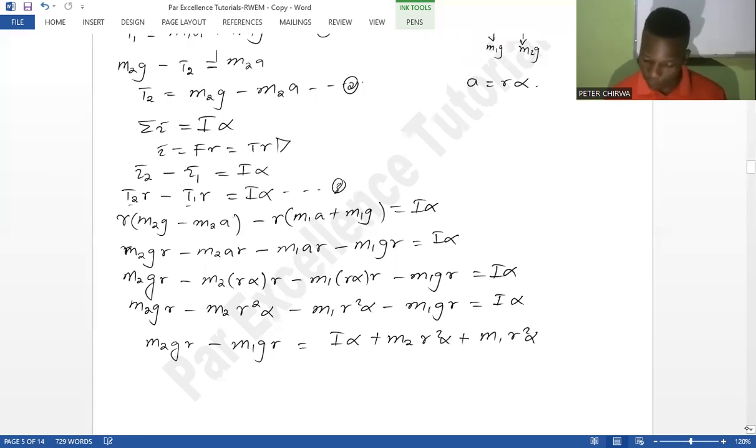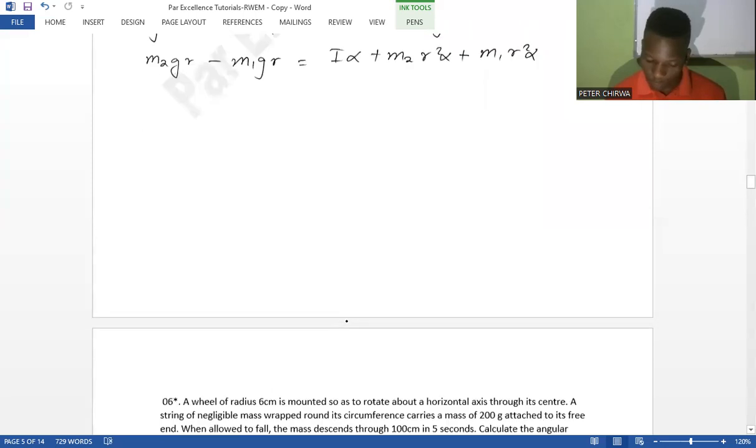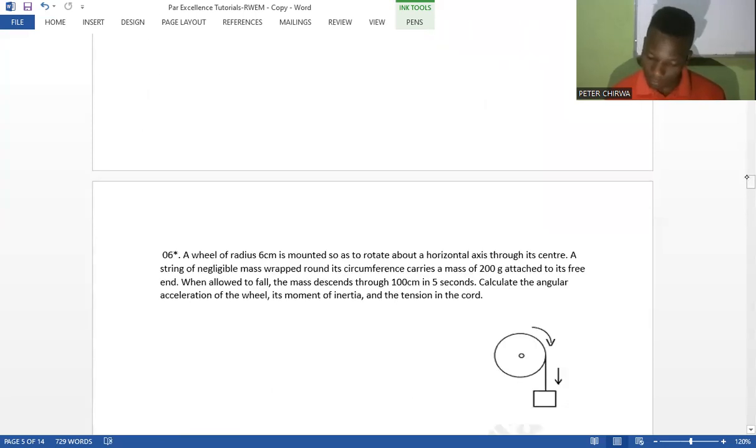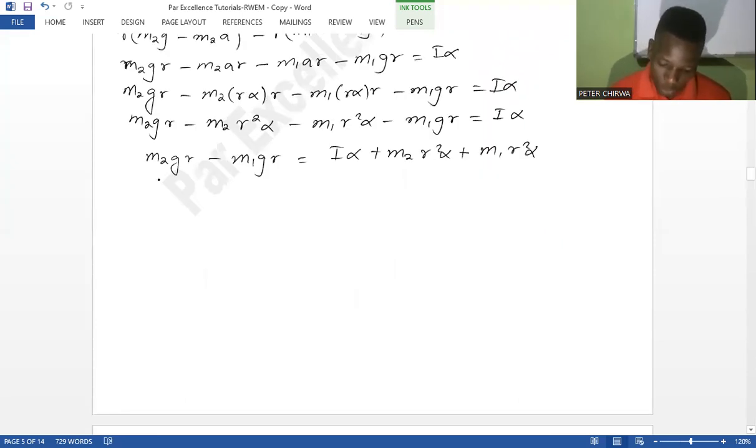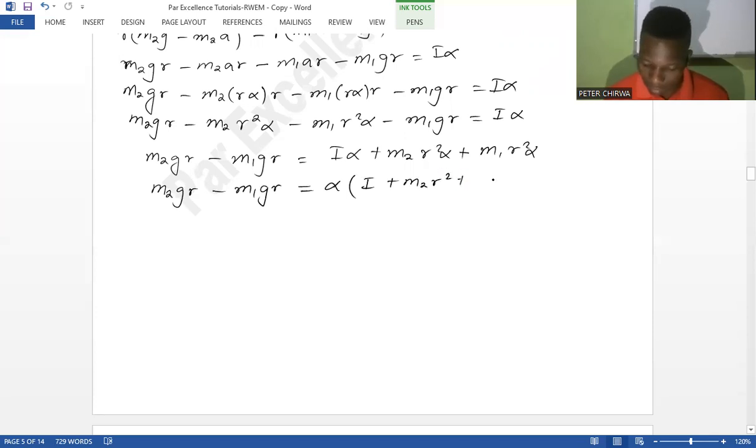So we factor out the alpha here, and what are we going to have? We're going to have m2gr minus m1gr being equal to alpha times I plus m2r squared plus m1r squared. So these are basically initials.